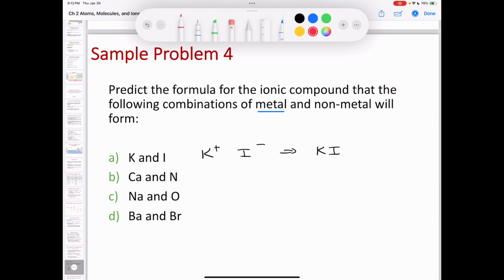The next one, calcium likes to form a plus 2 charge, right? It loses 2 electrons, and it's going to have 18 electrons, which would mean isoelectronic with argon. Nitrogen likes to gain 3 electrons, because if it does, it becomes isoelectronic with neon. And so you know that if you have 3 calciums and 2 nitrogens, so Ca3 and 2 like that, right?